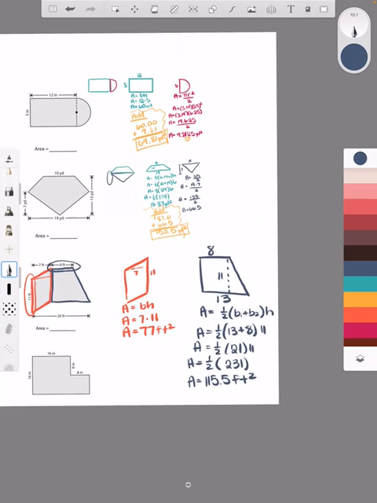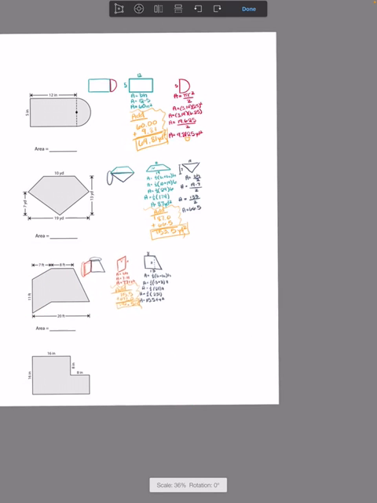All right, so we have the area of both figures. The only thing left to do is to add them together. So we're going to add 115.5 and 77. That's 192.5 feet squared. All right, almost done. Moving on to our last little one.